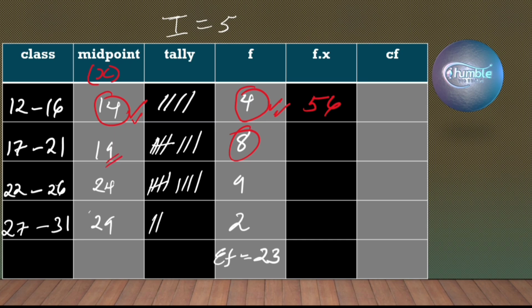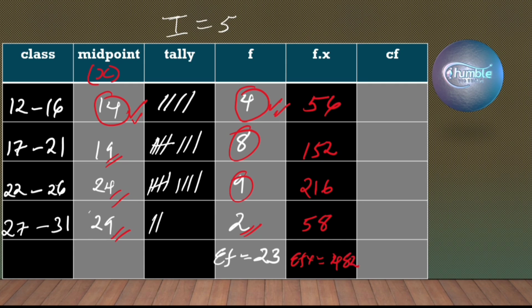8 by 19 gives you 152. And then 9 by 24 gives you 216. And then finally 2 by 29 gives you 58. And then we sum the f of x column to give us the summation of fx. That one should give us 482.